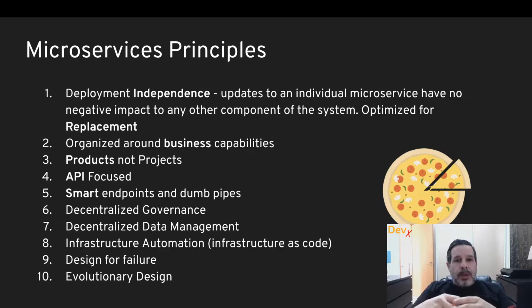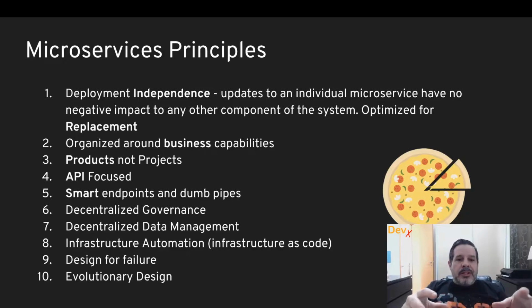Of course, to achieve that, like item number 4, we need to be focused on the API. And of course, APIs are contracts, but those contracts sometimes need to evolve. That's why we need evolutionary design, like item number 10. Things can fail, so that's why we need design for failure, item number 9.